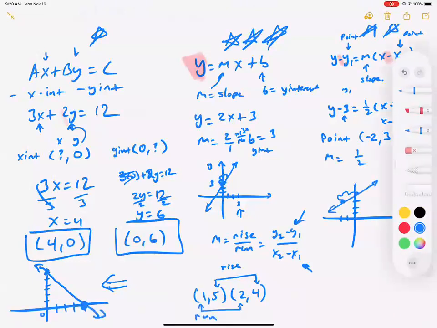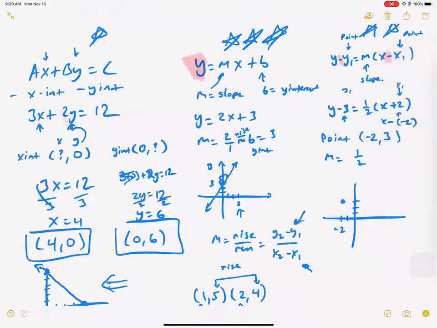Okay, I know I did that too fast, right? Because it can't be that easy. And it really is that easy. We start off with our point, and our point is negative 2, positive 3. And then our slope, our change from this, is rise 1, run 2. Because I identified that. Rise 1, run 2. And that's our slope.